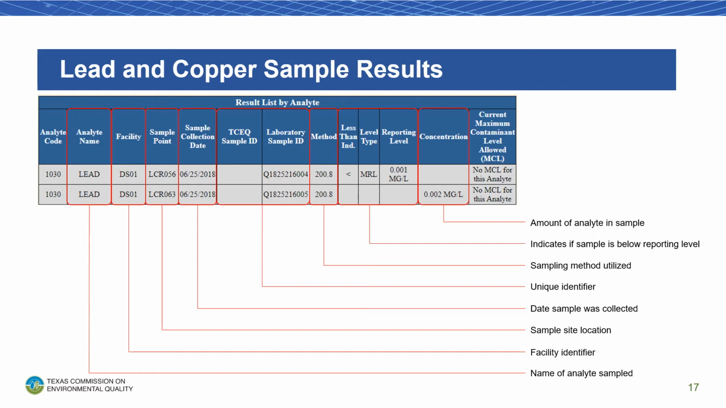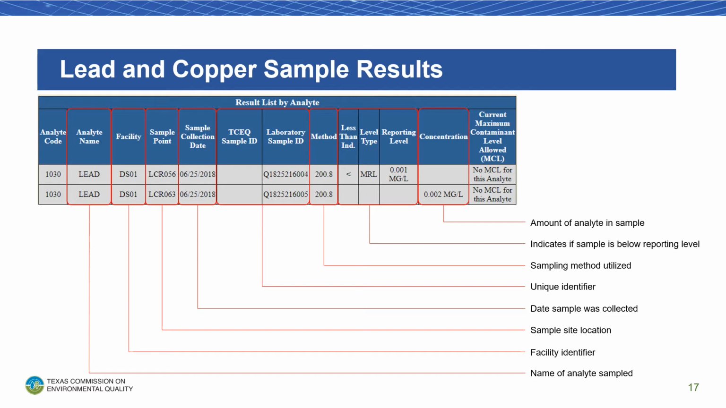For example, lead and copper samples that are representative of the distribution system are labeled as DS01. Sample point provides information regarding which site location the sample was taken from. All sample points for a system can be found by clicking the yellow link on the PWS main page labeled Sample Points. Lead and copper sample point addresses are not publicly available. If you need this information, reach out to the lead and copper monitoring team using the contact information provided at the end of this video.